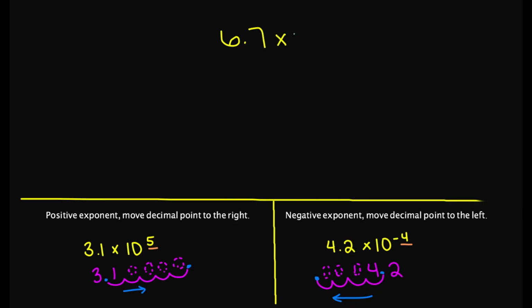6.7 times 10 to the third power. Positive exponent, I'm going to move my decimal to the right. If I move my decimal to the right, we're going to get 1, 2, 3. My new decimal point is going to be here. And then I'm going to fill in these spaces here with 0. So your final answer here is going to be 6,700.